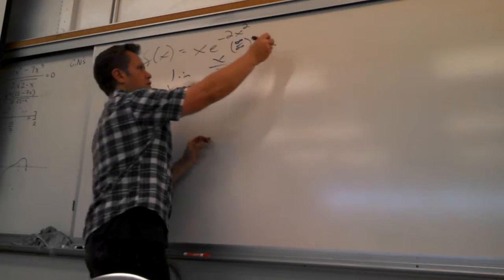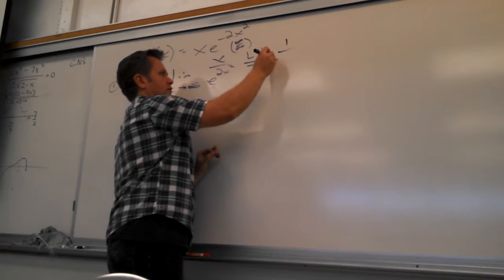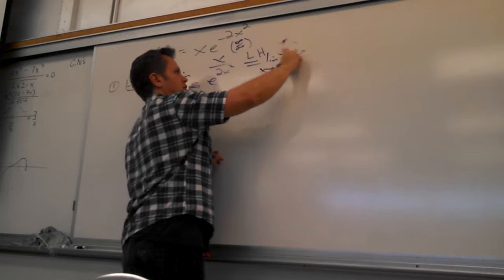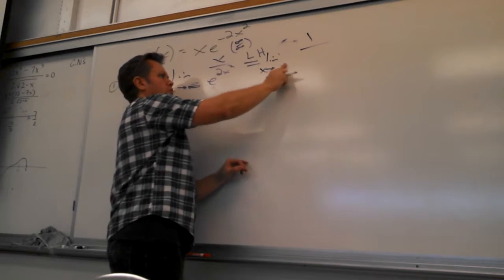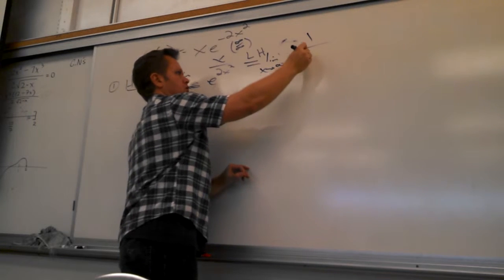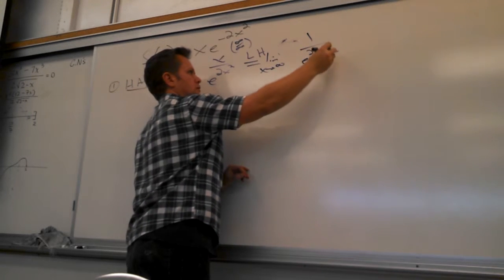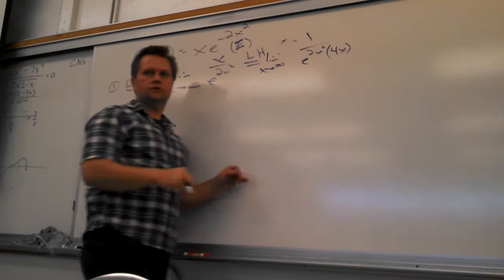So what's the derivative of the top? 1. What's the derivative of the bottom? e to the 2x squared. You get a 2x squared, or 4x, minus 4x. Chain rule.